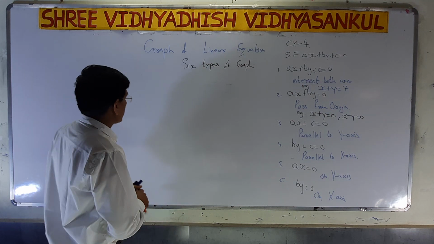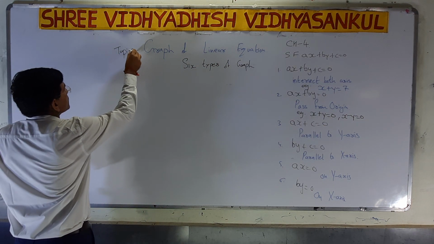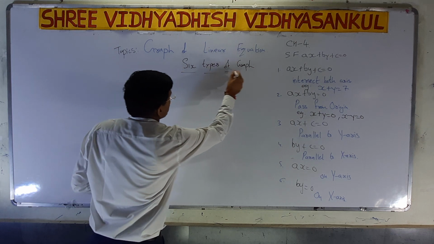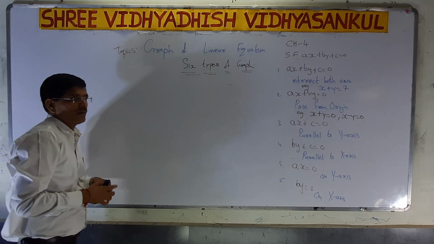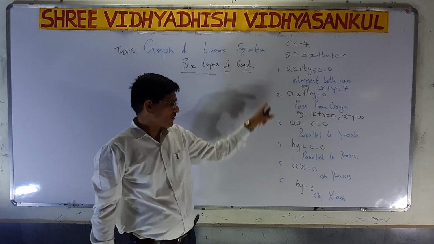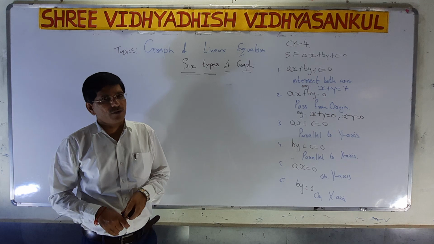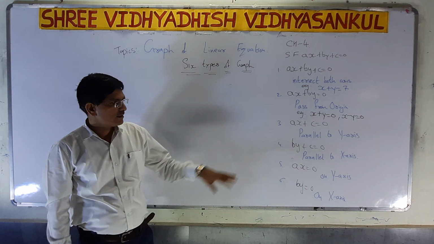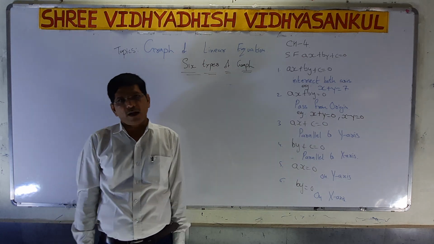So how to draw the graph, or how many types of graphs are there? If you see, I am writing it here, there are 6 types of graph. All 6 types of graph are already described here. In the last lecture we discussed 2 types of graph. Again we revise them and then go for the next 4 types of graph.